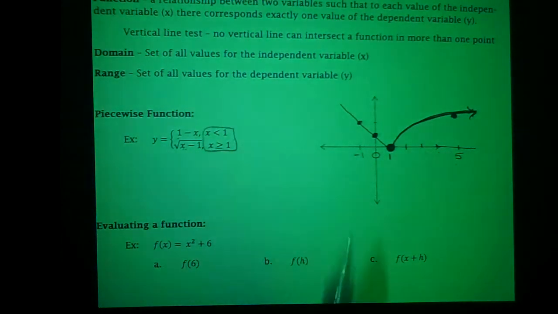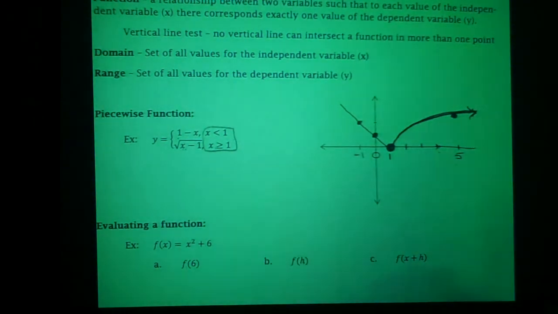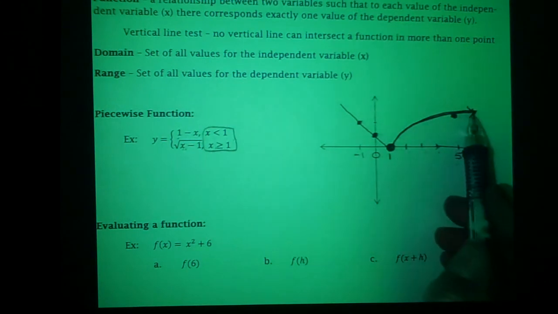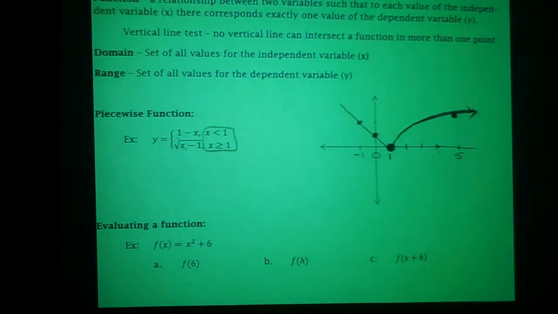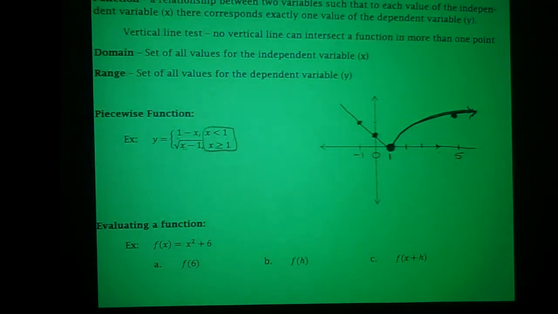It's not closed from the right, we close it in from the right-hand side as this comes in toward the number 1. It's not closed in from the left-hand side, but it is closed in from the right-hand side.